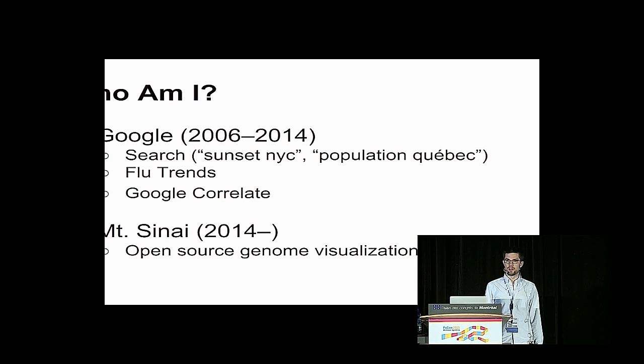So a little bit about myself. I spent many years at Google, increasingly working on UI-related things over the years, which is where I started to get familiar with some of these techniques. And then about a year ago, I left and started working on open source software in a research group at Mount Sinai, particularly around visualization of genomic data.